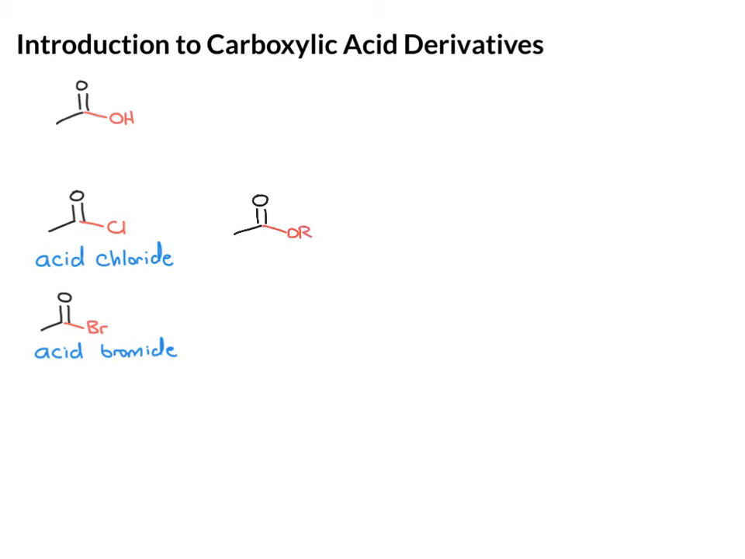And that R can be any carbon chain. I'll just give you one example. Let's just say it's an ethyl group. That is an ester, in this case an ethyl ester. If you have a nitrogen, it could be NH2 or NR2, that's an amide.